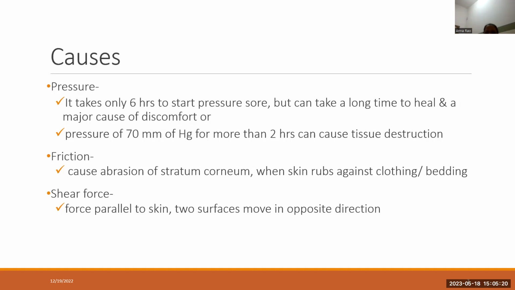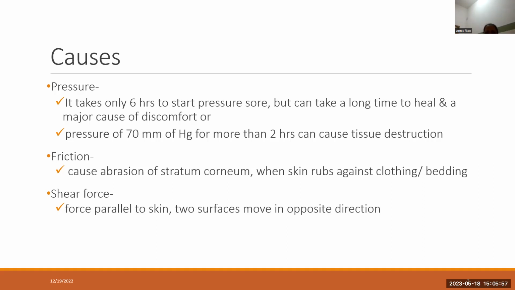It is also said that if the pressure at one particular place is more than 70 mm of Hg for more than 2 hours, then, you can imagine, the patient is lying in the same position, in the fragile condition of his body, over the bony prominences. So much pressure is there. If we don't change the position, then what will happen? There will be destruction of the tissues in the local area, and it will lead to pressure sore.